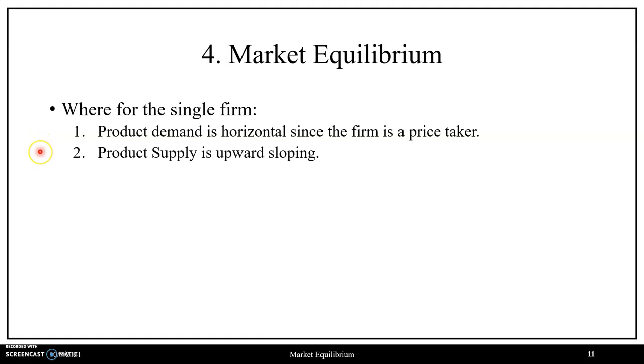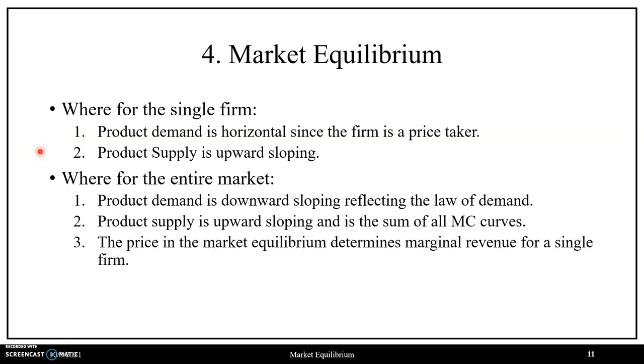Product supply is upward sloping and is their marginal cost curve, where with respect to the entire market, product demand is downward sloping, reflecting the law of demand, and product supply is upward sloping and is the sum of all marginal cost curves for firms in the market. And the price in the market equilibrium determines the marginal revenue for a single firm.